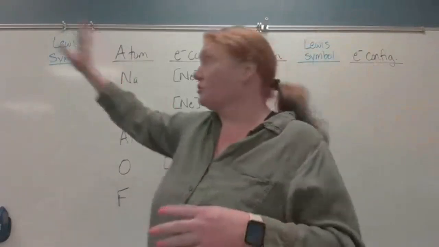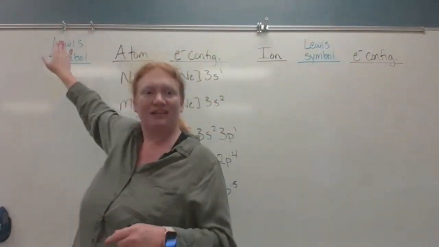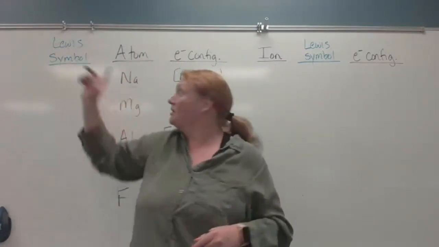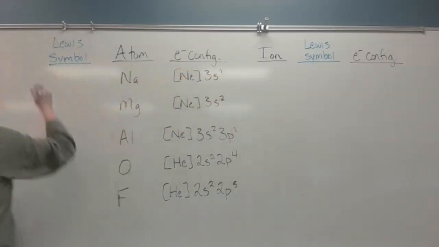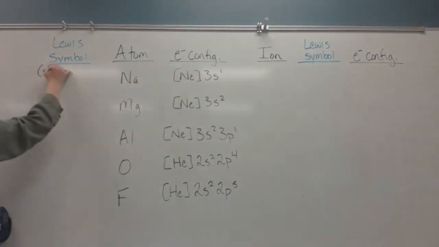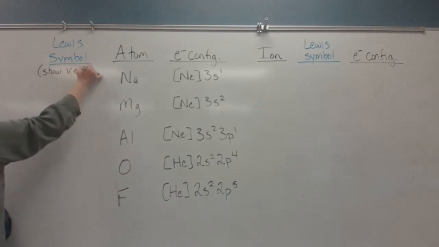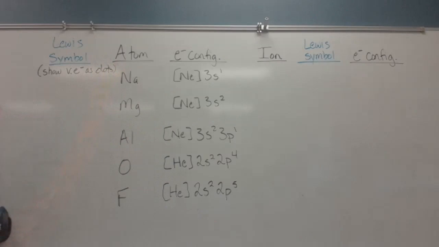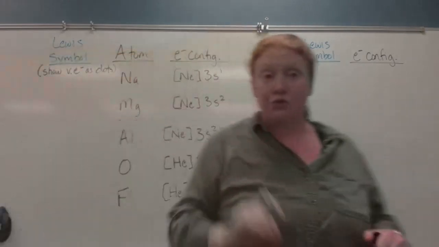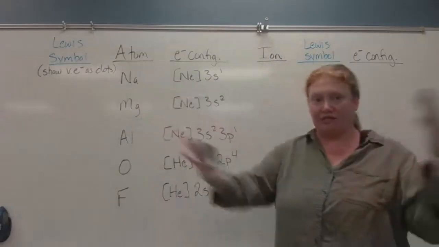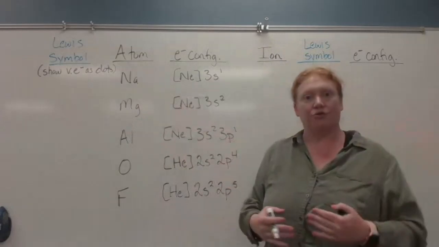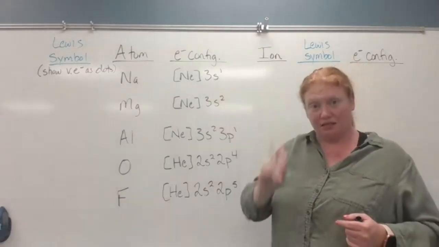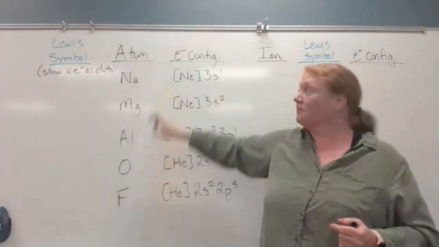What we want to draw for Lewis theory is something called a Lewis symbol. The Lewis symbol is going to show the valence electrons as dots. Valence electrons are the electrons that do the chemistry. They are the ones that get transferred around or shared for covalent bonding. So I'm only going to focus on how many valence electrons an element has.